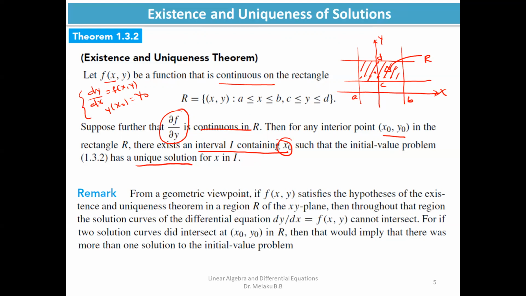So from the geometric point of view, if f of x, y satisfies the hypothesis of the existence, that is, f must be continuous on the region R, and the partial of f with respect to y must also be continuous. This is the hypothesis of the theorem. So it satisfies the hypothesis of the existence and uniqueness theorem in the region R of the xy plane. Then throughout that region, the solution curves of the differential equation can't intersect. When we say can't intersect, it is a unique solution, meaning one solution only.